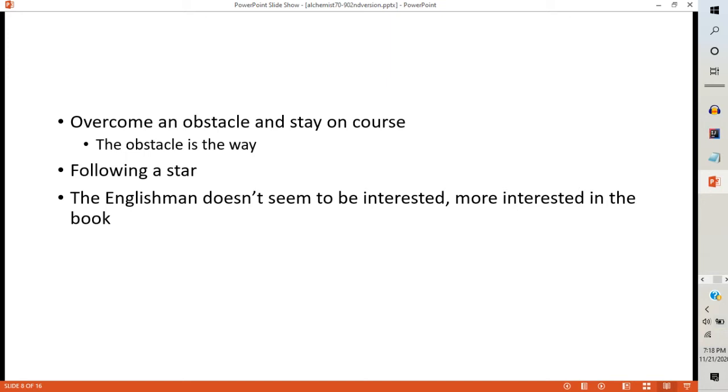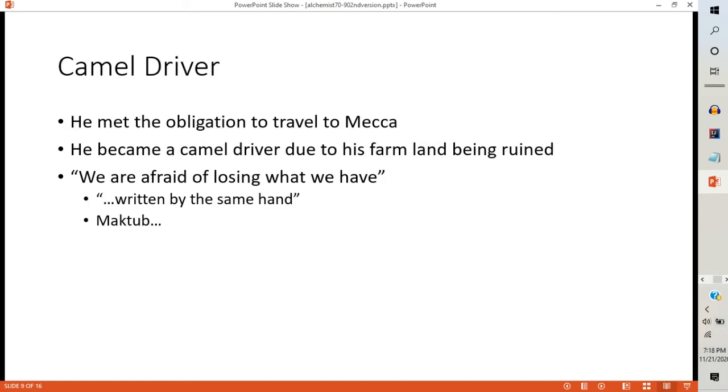So again, this goes to show the differences between the Englishman and Santiago. They have similarities, but the differences: Santiago is talking to the camel drivers. He's paying attention to the desert and the vastness of it. The Englishman pays a lot of attention to his books. So they're both, I think, looking for their personal legend, but they're going about it in a different way.